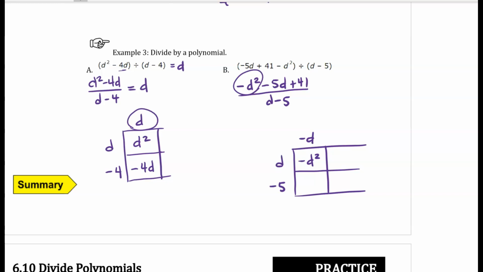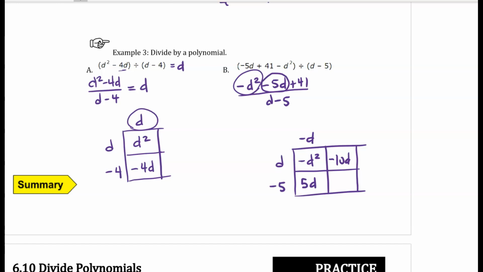Now multiply negative d times negative 5, and that's a positive 5d. Notice that the second term in my numerator is negative 5d. Well, negative 5d and positive 5d are not the same thing. So I need to add something or subtract something from 5d in order to get negative 5d. And that's going to go in this diagonal box from 5d. If I fill in that box with negative 10d, then when I combine those like terms, I have negative 5d, which is that middle term.